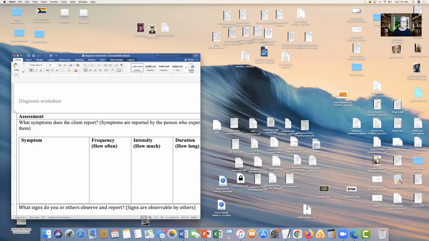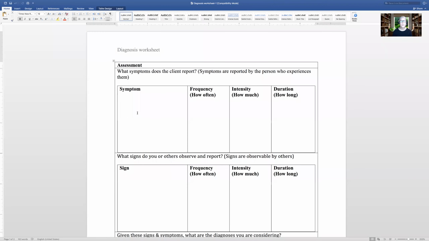I'm going to be putting up a case study for this module. I didn't have one, I got one yesterday. And I am going to share my screen with you so we can look at the diagnostic criteria worksheet. So let me share my screen. Give us a second for that to work. There we go. And I'm going to maximize this so you can see the whole thing.